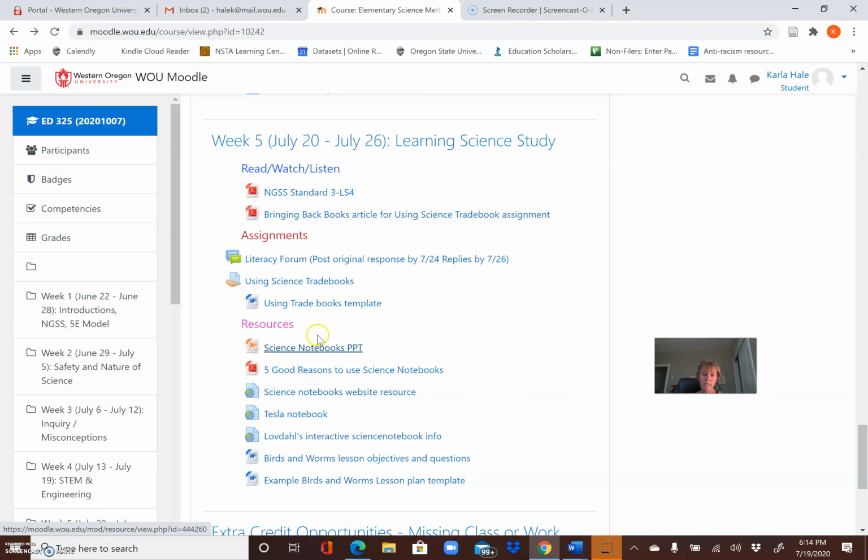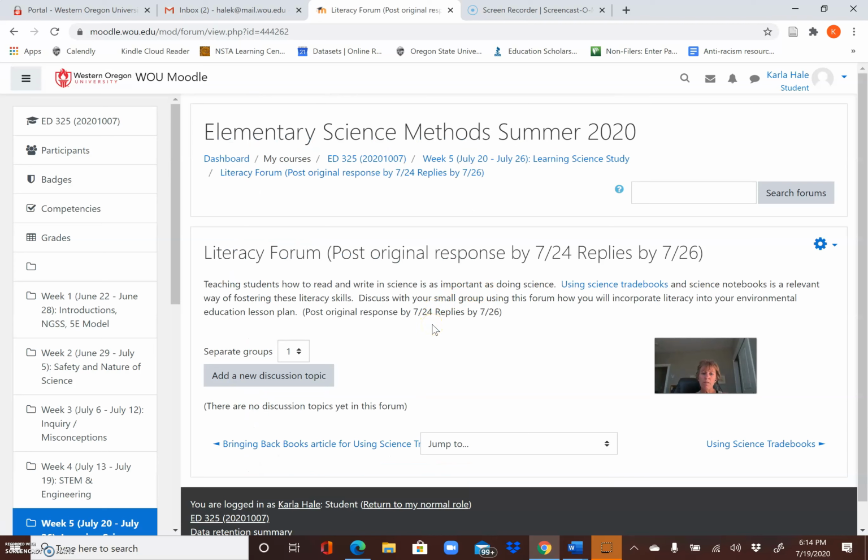But what you do need after reviewing these resources, doing this assignment in the forum, is you need to address how are you going to include literacy in this lesson, this Project Learning Tree lesson. So what are you going to use in terms of a trade book? A trade book, again, is just a children's book that deals with the science concept. And then how are you going to use the notebooks?